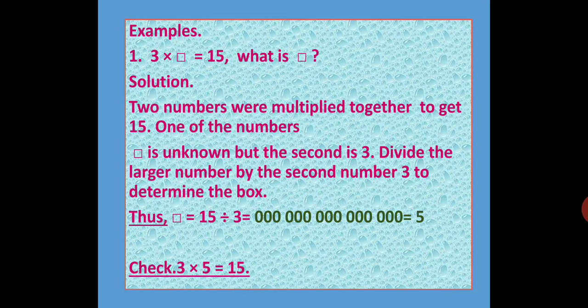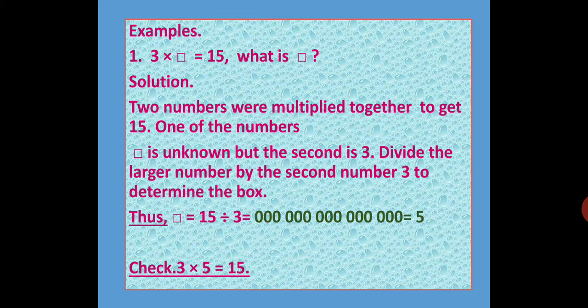Check if your answer is going to be 15. And if you actually know your multiplication tables, you will agree with me that 3 times 5 is 15. So our answer is correct. But here is a little twist.